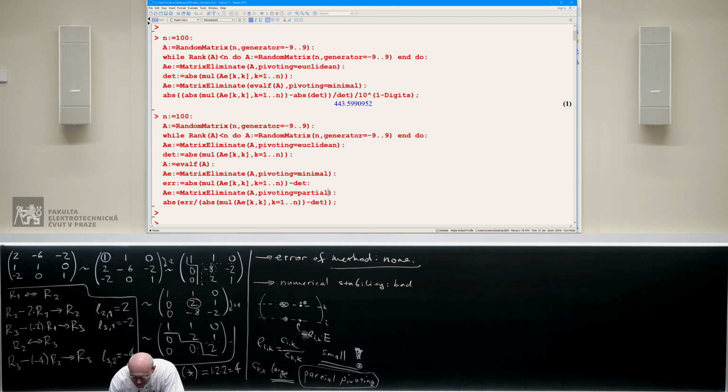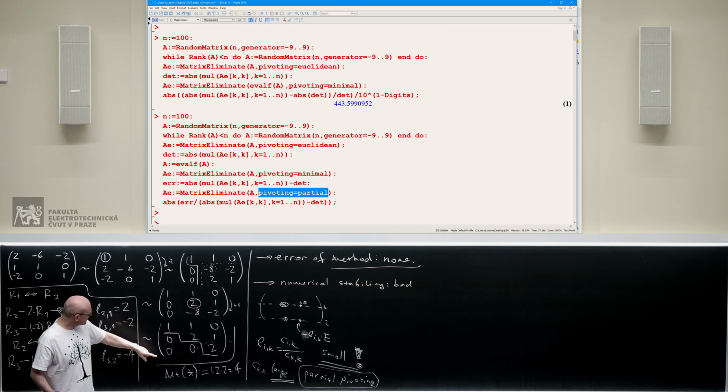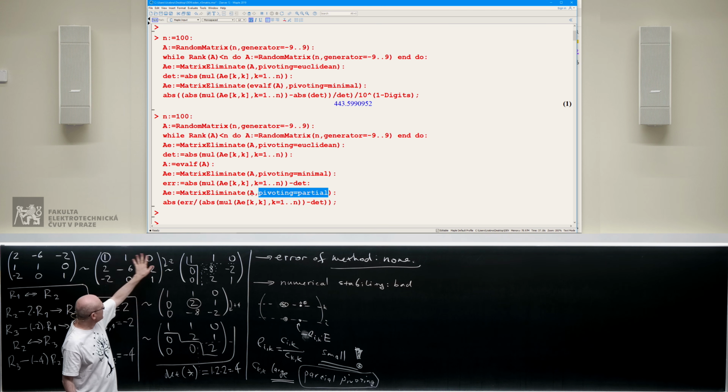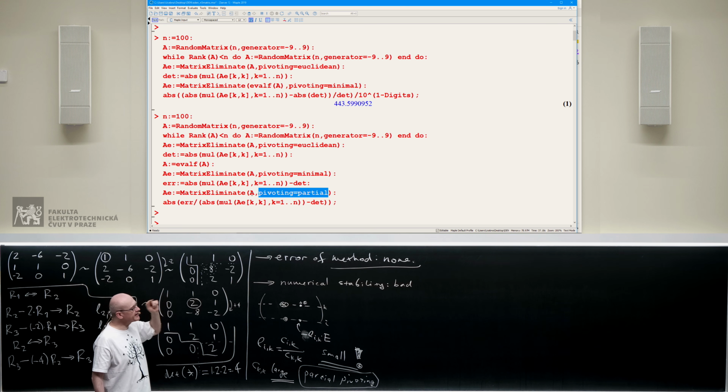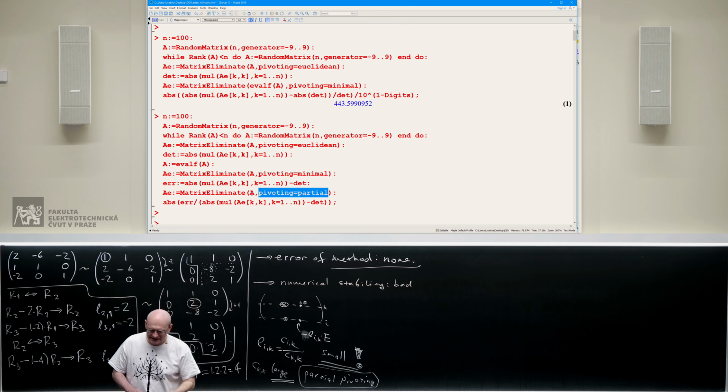And then I do partial pivoting, another elimination, and I compare the errors of these 2 outcomes of the determinant in absolute value. Okay? So I do 2 eliminations, one with pivoting, one without pivoting. For each of them, I find the determinant in absolute value, and I find the error of this determinant, and then I compare them. So the number that we will see is the error of elimination without pivoting, divided by the error caused by elimination with pivoting. And let's see.